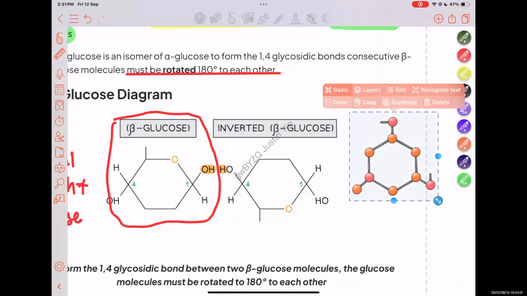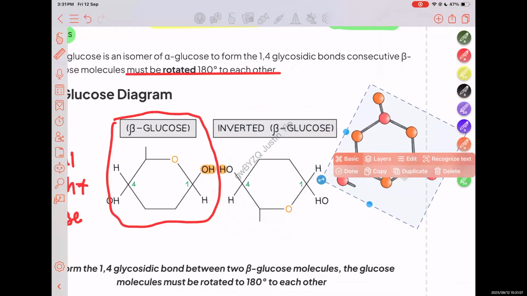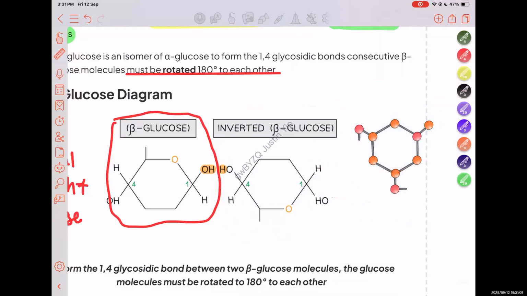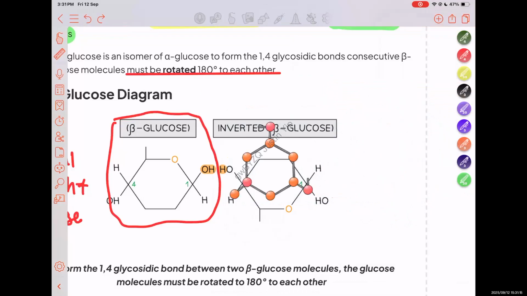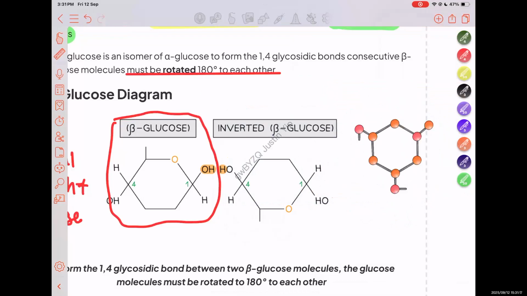So you see, if I rotate 180, this is the inverted. Just now it was this one, right? Then I go back to this one. This is 180, and this one I turn 180, turn like that.